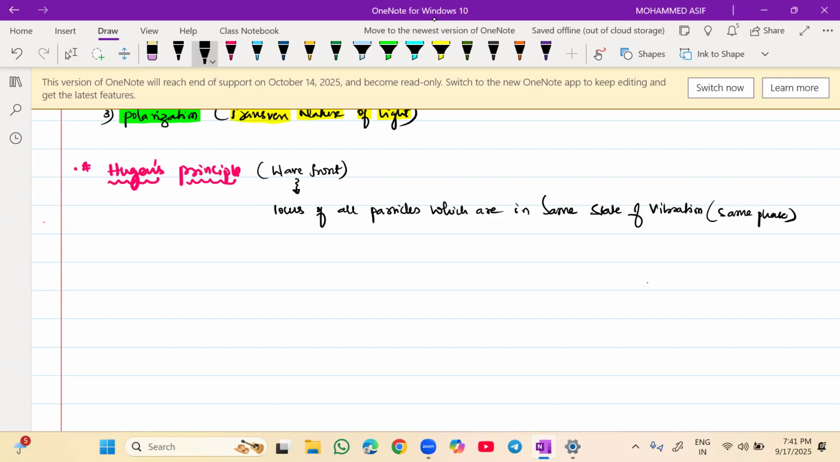So what is a wavefront? Locus of all the points which are in the same state of vibration. Am I clear? Let's say for example, this is your ray of light like this. So a bundle of rays of light are going like this.